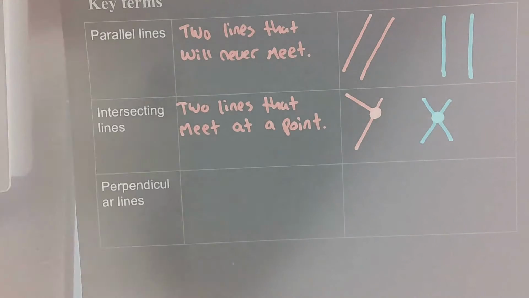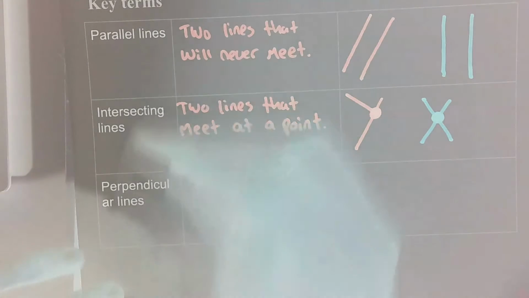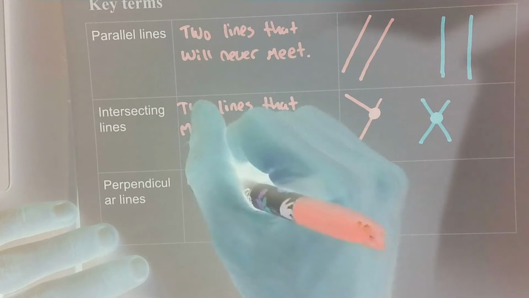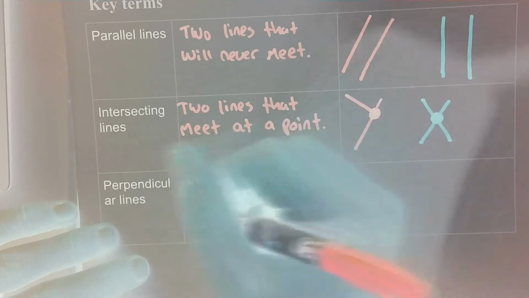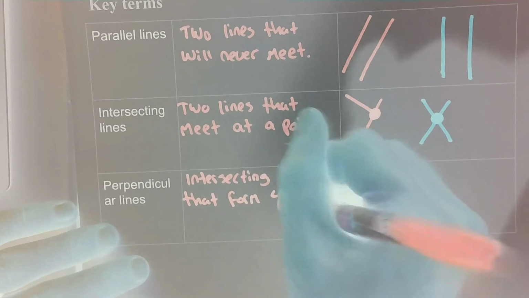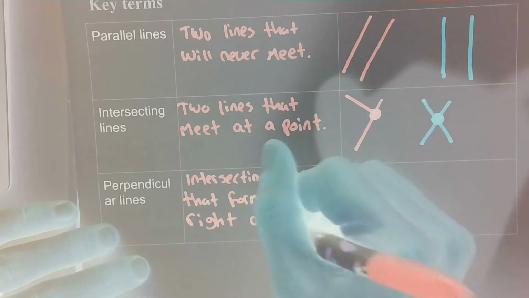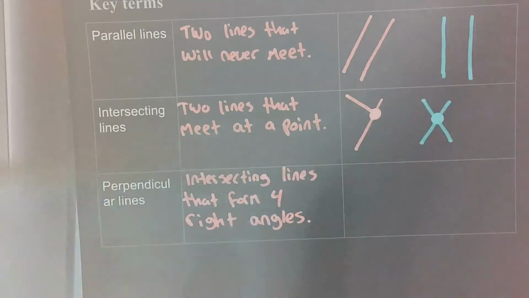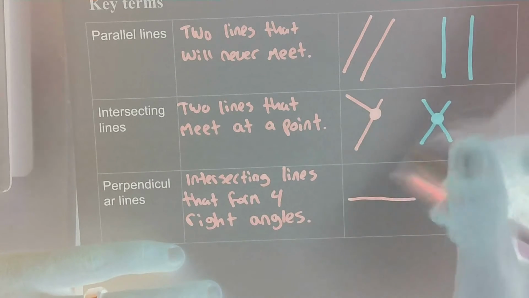A more specific type of intersecting line is called a perpendicular line. Now, perpendicular lines are intersecting lines that form four right angles. Perpendicular lines will look like this.